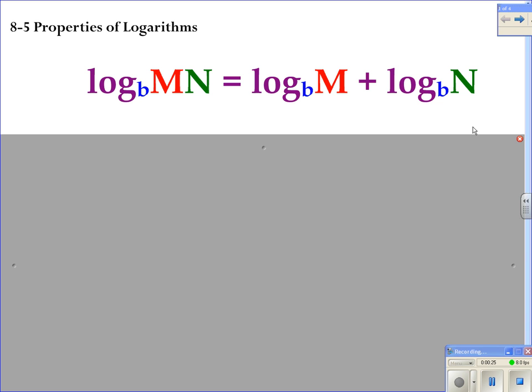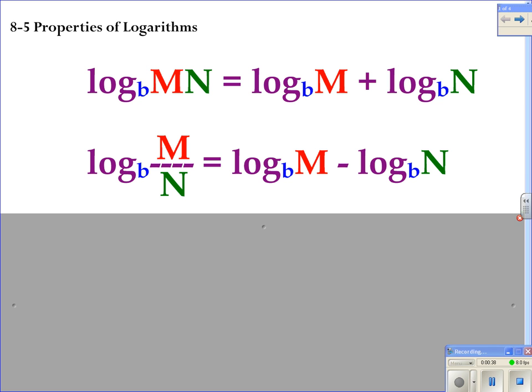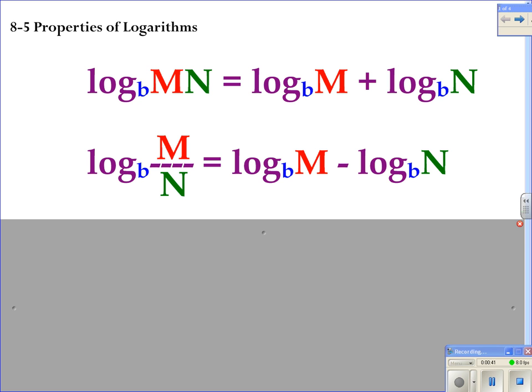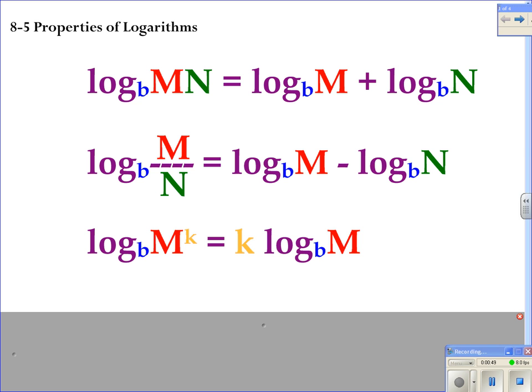First one is if you have 2 values like m and n, and they're being multiplied, you can separate them into 2 separate logarithms with an addition in between the 2. If you are dividing 2 things, you can separate them with a subtraction. And lastly, anytime you have an exponent like k that's on a logarithm, you can pull that down in front of the logarithm. So these 3 ideas right here we're going to put together in probably multiple steps.